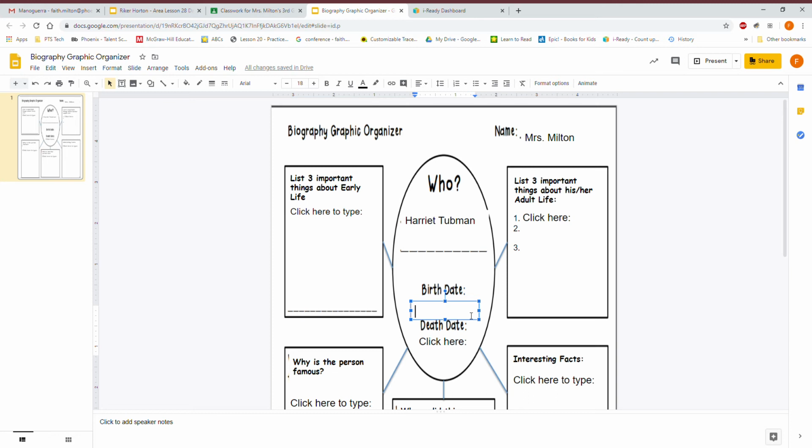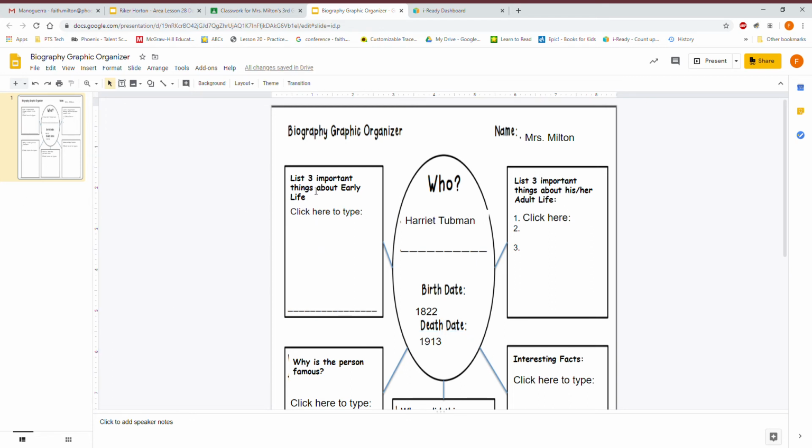Okay, so I know that Harriet Tubman was born in 1822. And then here it says death date. If the person you are researching has died and lived a very long time ago, then you would write that in here. So I'm going to write that Harriet Tubman died in the year 1913. Wow, she lived a pretty long time.